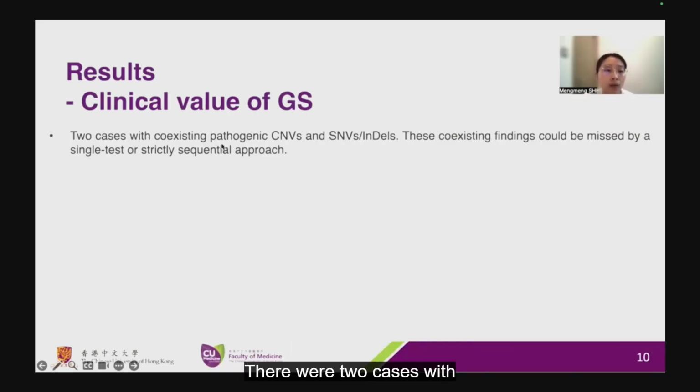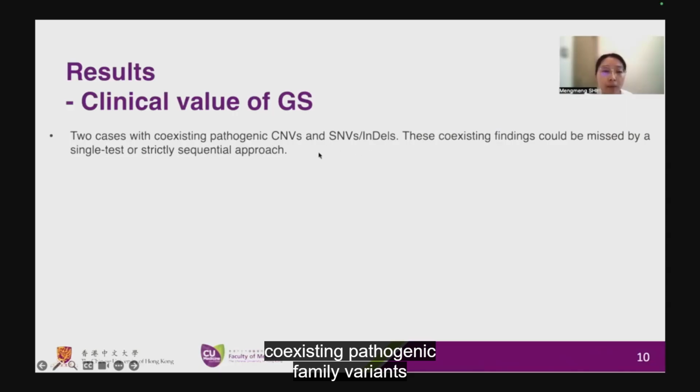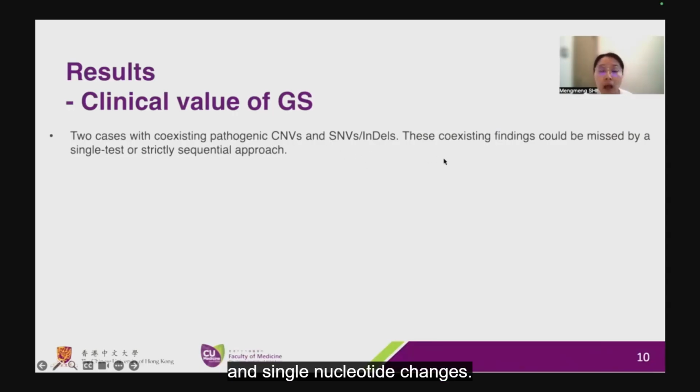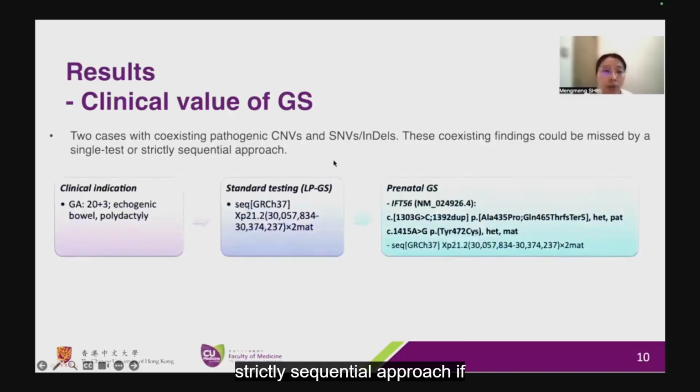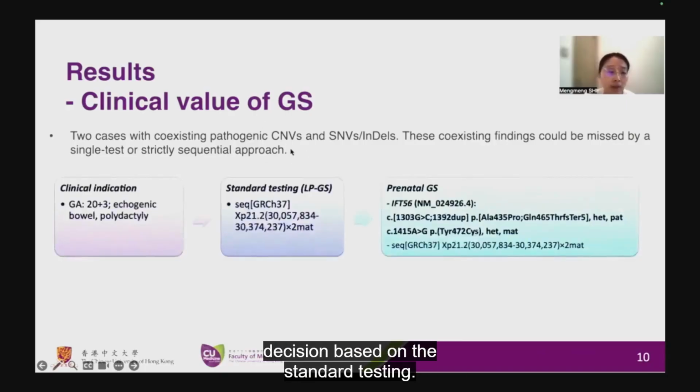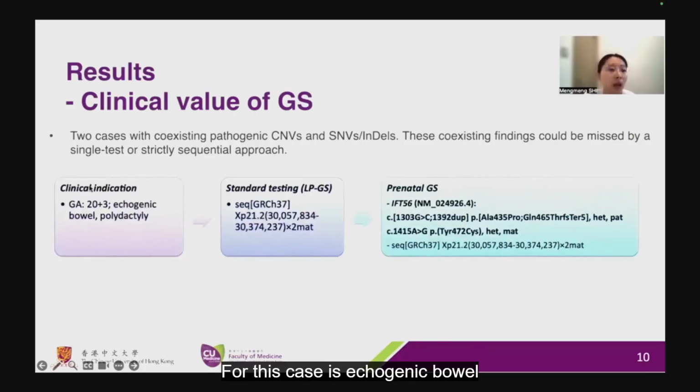There were 2 cases with coexisting pathogenic copy number variants and single nucleotide changes. These coexisting findings could be missed by a single test or strictly sequential approach if the patient has made a decision based on the standard testing.